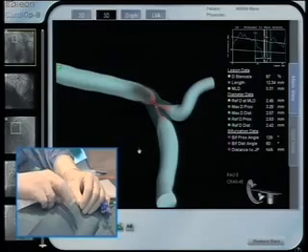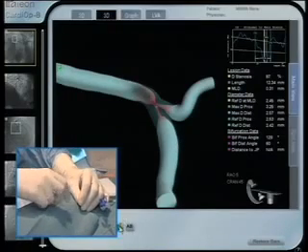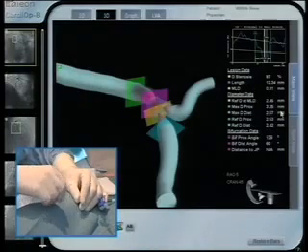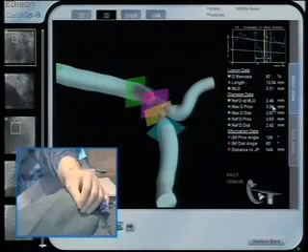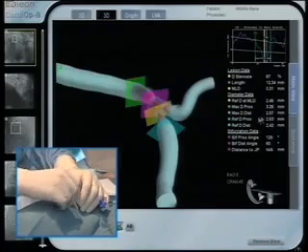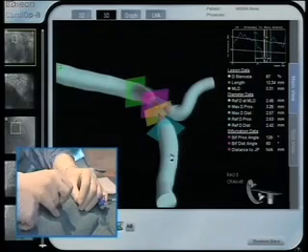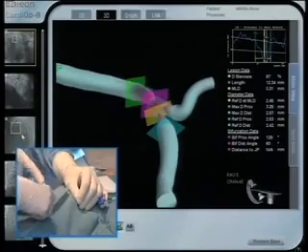But what we see is the length of the lesion, 11 millimeters, the proximal diameter 3.2, distal 2.6, and the side branch 2.5. Okay. So go live. Go. Okay. So while we're watching, we'll discuss this a little bit.